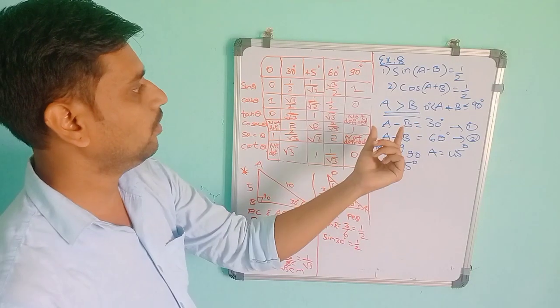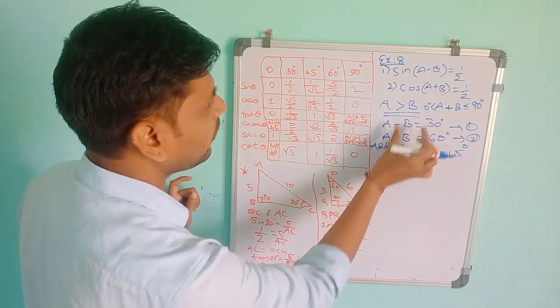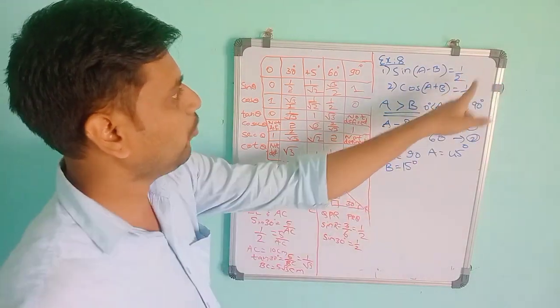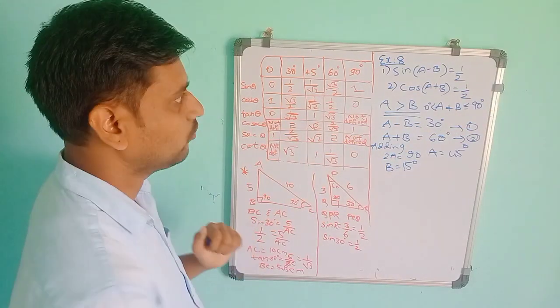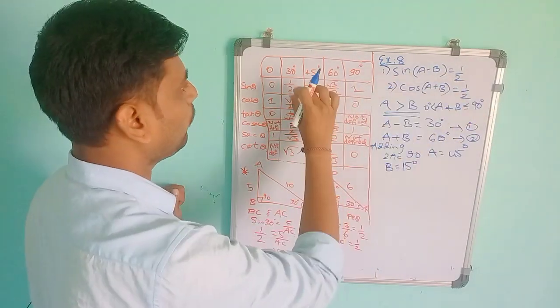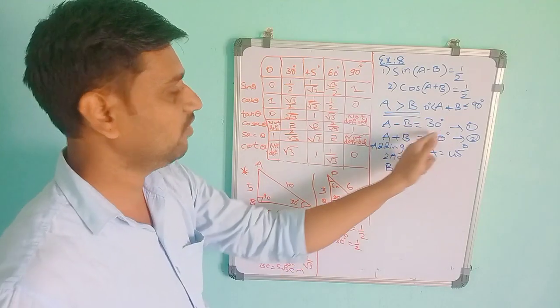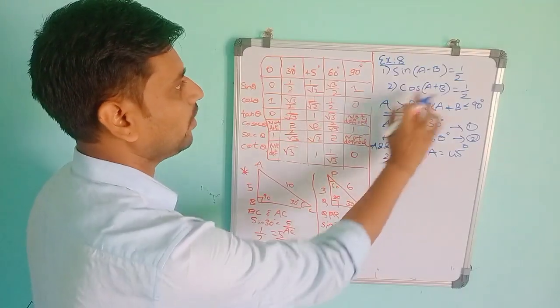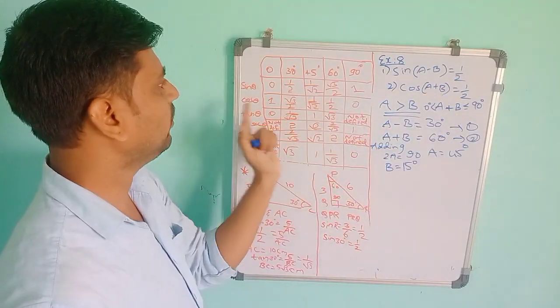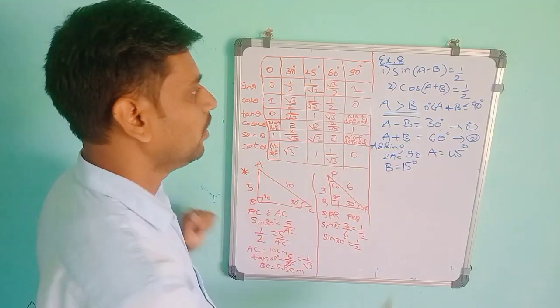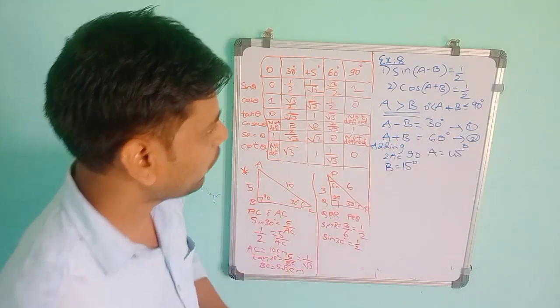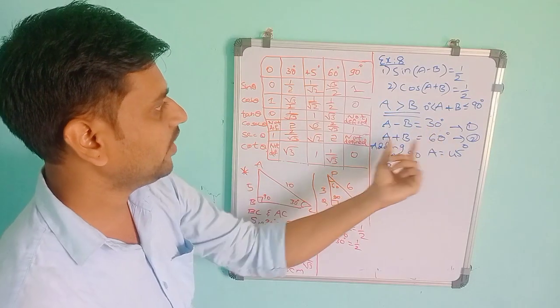So the only thing is we take the value of that trigonometric ratio, in which angle is related. So it is sin a minus b is equal to 1 by 2. 1 by 2 is 30. So I have taken a minus b as 30. Like that a plus b: cos a plus b is 1 by 2 means it is cos 60. So I have taken 60. After this you will get the values a minus b as 30, a plus b as 60.